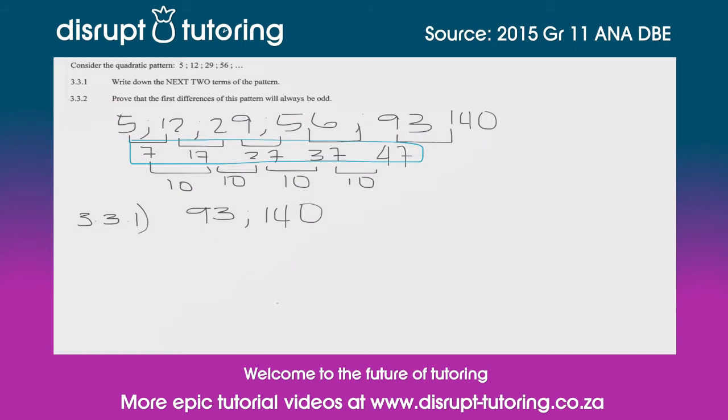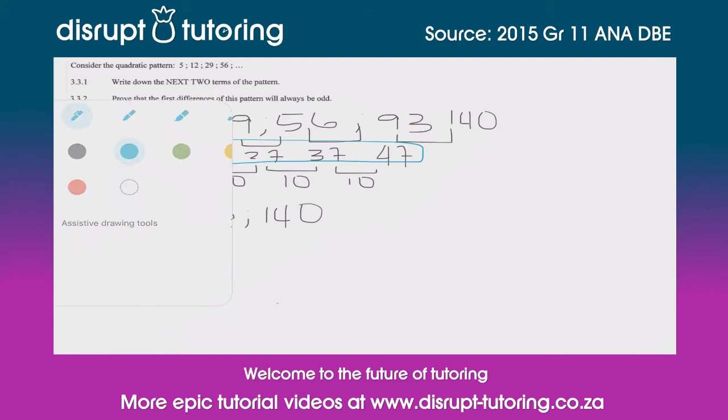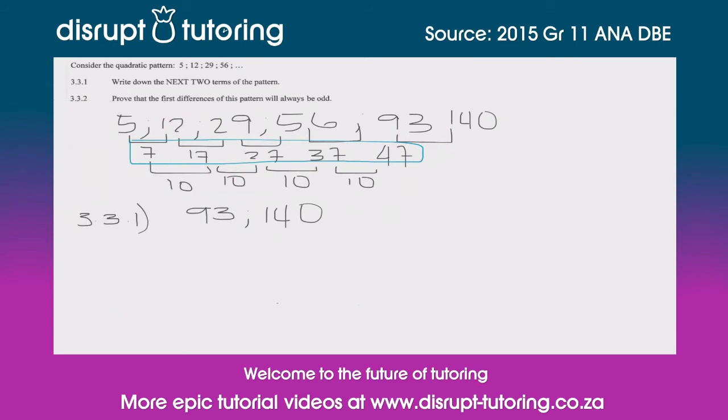Now, there are a number of ways you can do this question. I'm going to show you one of them, one of the more simple ways, but feel free to comment and let us know if there's another way that you'd prefer. What I'm going to do here is, firstly, write 3.3.2 so we know which one we're dealing with. And I'm going to build a general term.